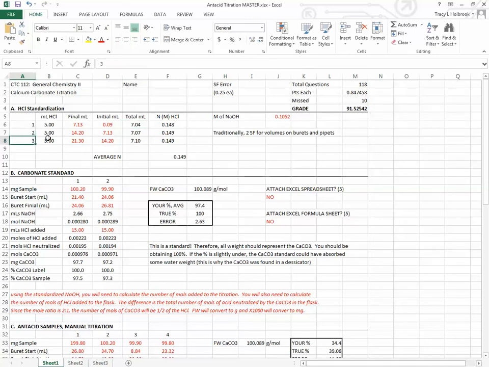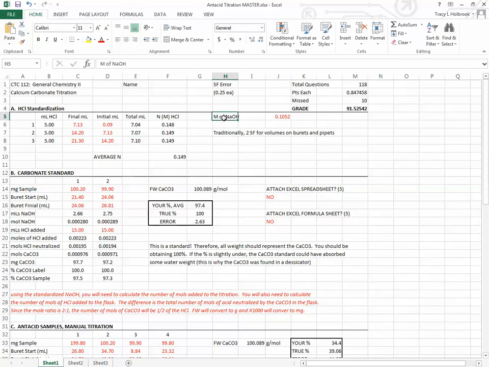Round number 2 and round number 3, you're seeing about the same amount of volume, right? It started off at 7.13. It went to 14.2 before I got a color change. So the difference in those volumes is how many milliliters of NaOH that it took. And then finally, line number 3 was the same way. It started at 14.2. It ended at 21.3. The difference here is the number of milliliters of NaOH that it took.